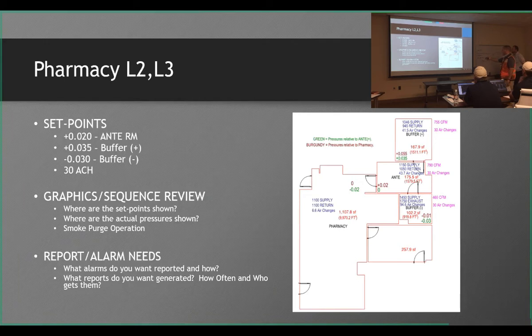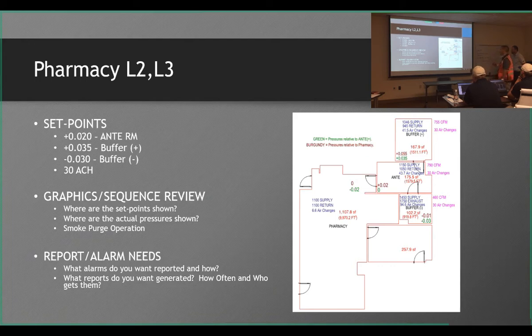And then on the negative buffer room, this is negative, right? So it needs to be a negative 0.03 relative to this ante room. That's what you'll see on the wall. The green numbers are what you're going to see on the wall, right? So that should read negative 0.03. And that's maintaining the air moving into that space at all times. And if you're doing the math, you're realizing that that is a 0.01 offset from this pharmacy, right?